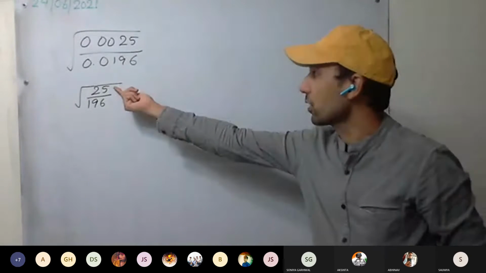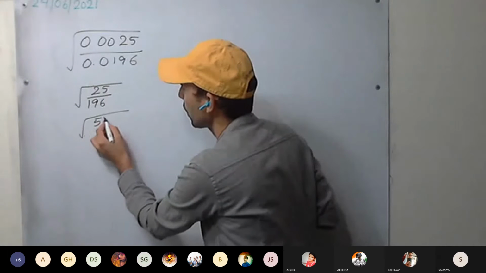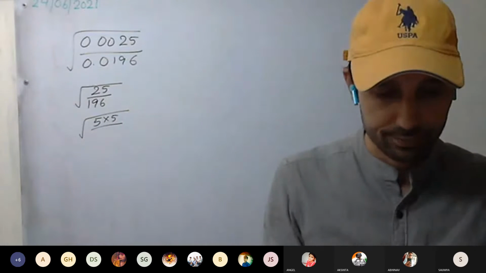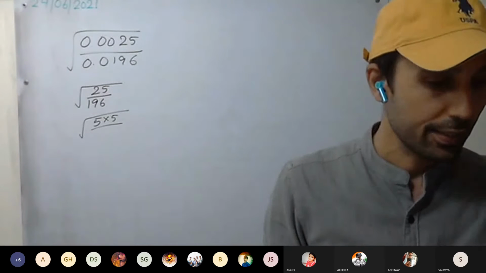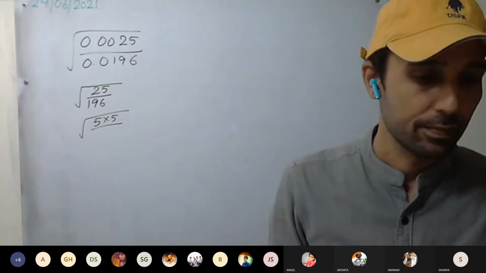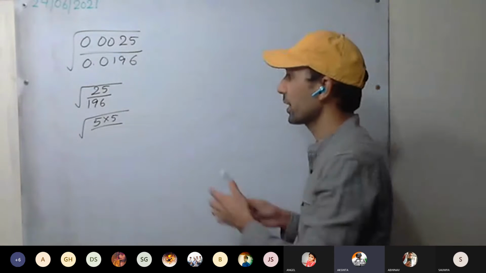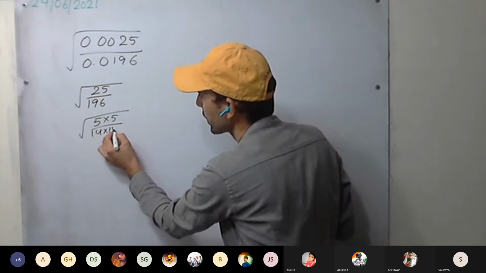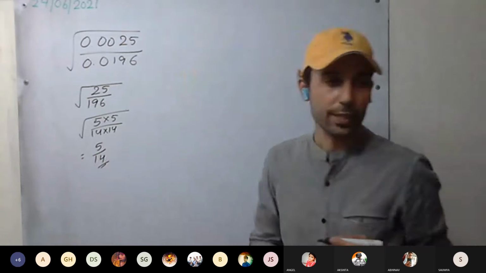This time you can easily figure out root of 5 into 5. Now 196, what will be the root of 196? 14. 14 into 14 gives 196. So the answer will be 5 upon 14. Okay, do the next one.